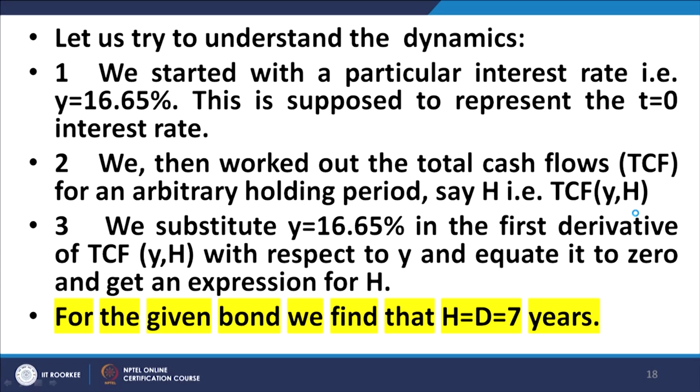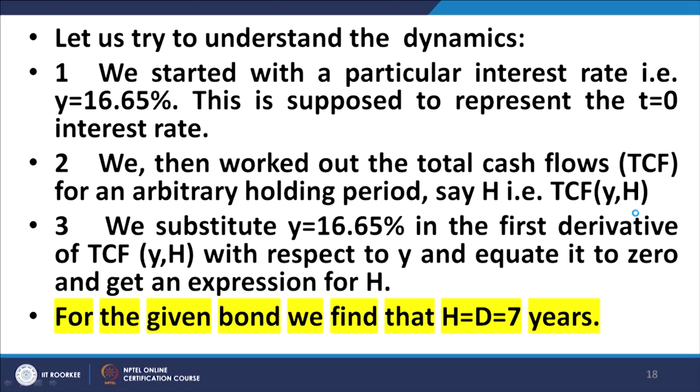Now, let us try to understand this example step by step. Number 1, we started with a particular interest rate, that is y is equal to 16.65%. This is supposed to represent the t equal to 0 market rate. Let us assume that we enter the investment at this point, and when we enter this particular bond, which is a 12% coupon bond with a life of 25 years, I work out the duration, I find it to be 7 years. So, then what we did is we worked out the total cash flows TCF as functions of y and the holding period h.